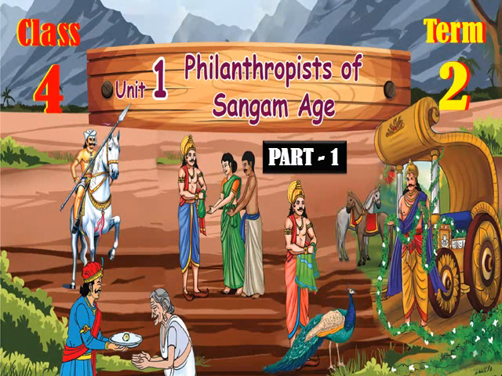Welcome back. Today we are going to learn Class 4, Unit 1 of the Social Science book, Philanthropists of Sangam Age. Children, this is the first unit in Term 2. Come children, let us see what is a philanthropist and who are the philanthropists of the Sangam Age.